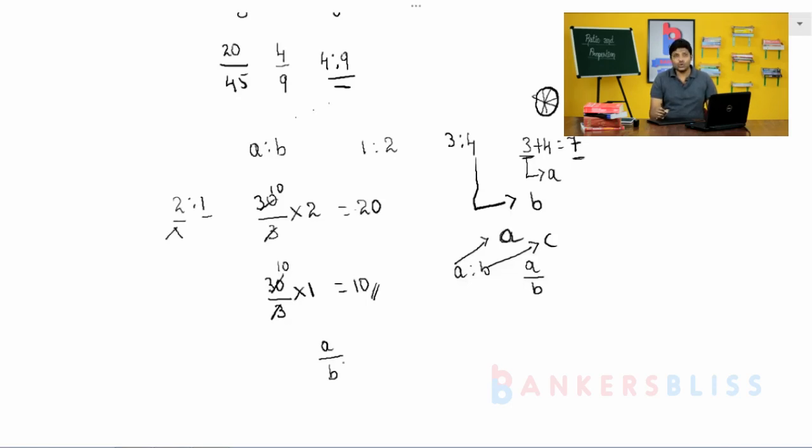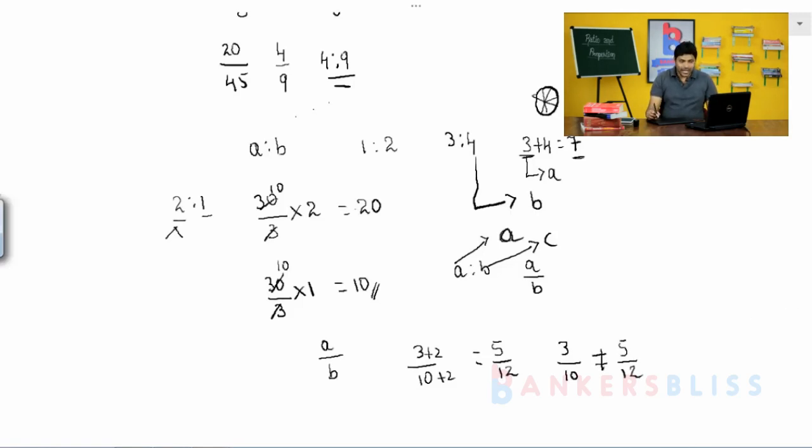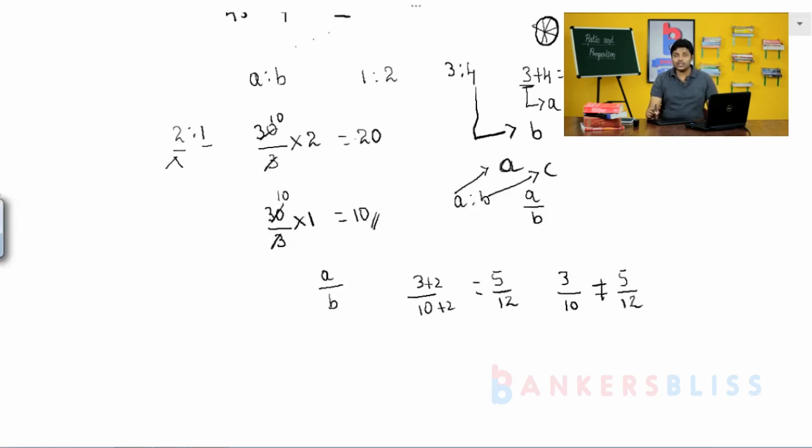So, the answer is no, we cannot add, because you take the ratio 3 by 10. If I add 2, then it is going to become 5 by 12. So, 3 by 10 is not equal to 5 by 12. Can we subtract the same value from the numerator and the denominator? Again, no. See here, 3 by 10, if you subtract 1, the common number, I am going to get 2 by 9.